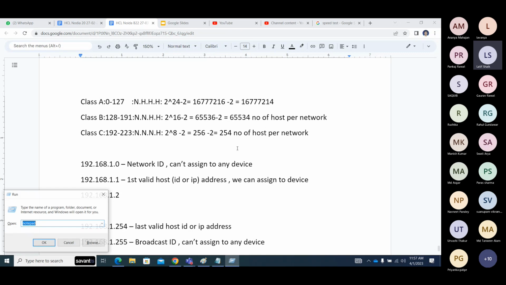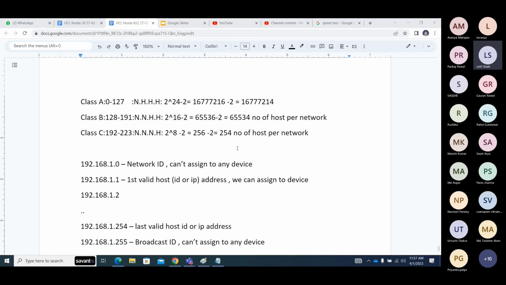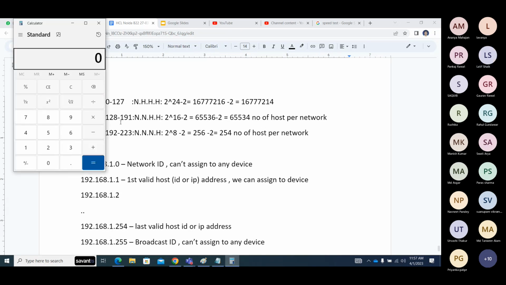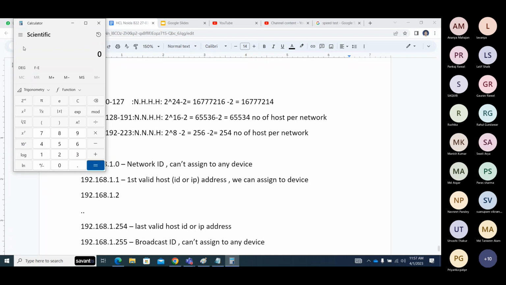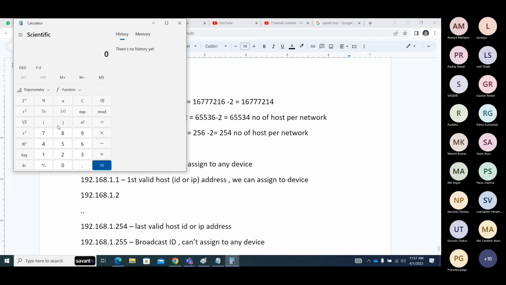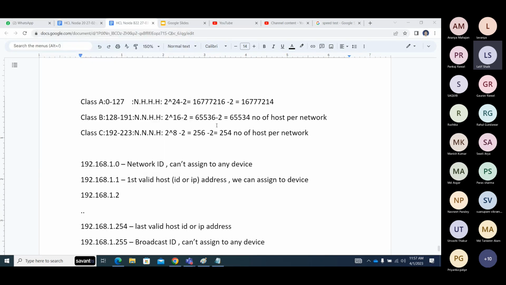So we had better go through the calculator, guys. 2 to the power of 24 is 16777216, minus 2 is 16777214.